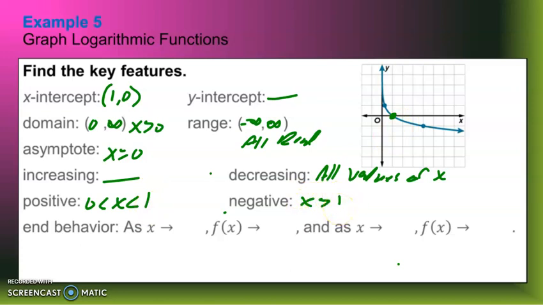And the end behavior, as x approaches 0 from the positive side, when I go to the left, my f of x, my y, approaches positive infinity. And as x approaches positive infinity, when I go to the right, y approaches negative infinity.